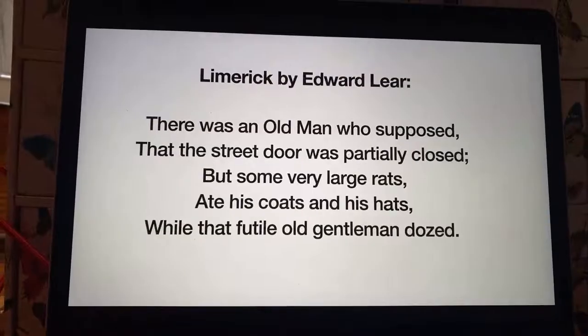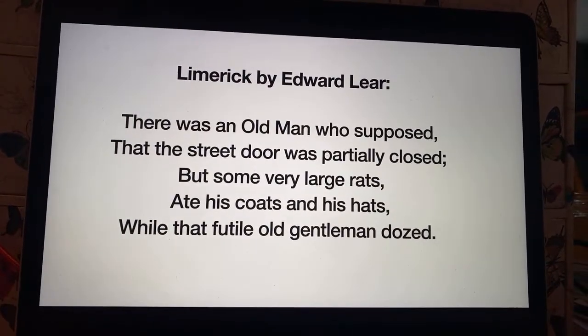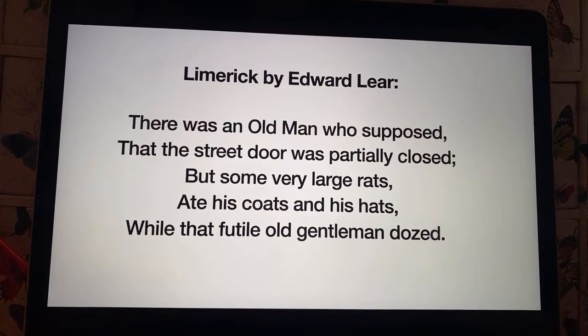Okay, so have a look at this. We need to talk about rhyme structure. Here's a limerick by Edward Lear. Edward Lear, really famous for writing limericks. This is the best one that I could find. There was an old man who supposed that the street door was partially closed, but some very large rats ate his coats and his hats, while that futile old gentleman dozed.